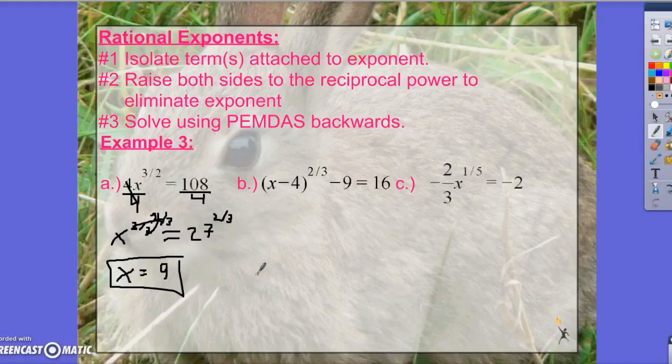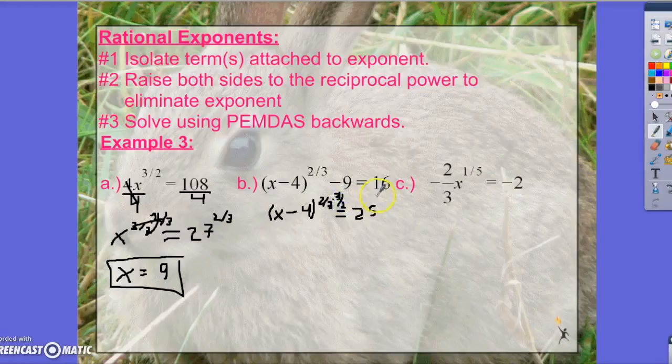All right, so let's take a look at B. If you see, I have x minus 4 quantity to the 2/3 power minus 9 equals 16. This rational exponent here is not isolated yet. We have to add 9 to both sides to get it by itself. So if I add 9, 16 plus 9 is 25. Now, remember, we do not want to distribute the 2/3 power to both parts. The only way we can solve this is to take it to the 3/2 power.